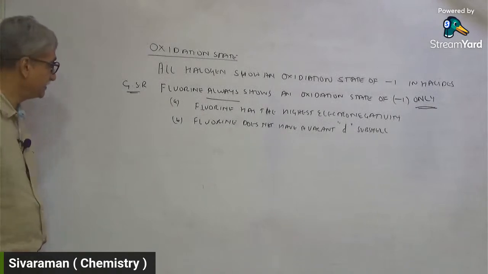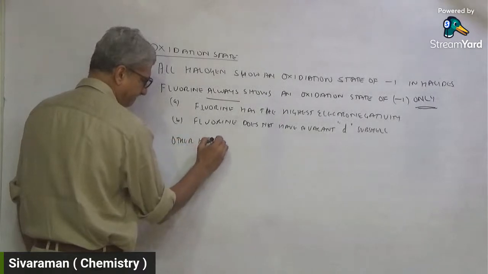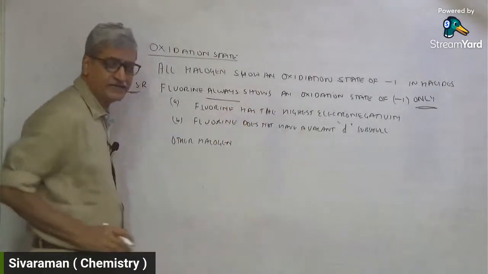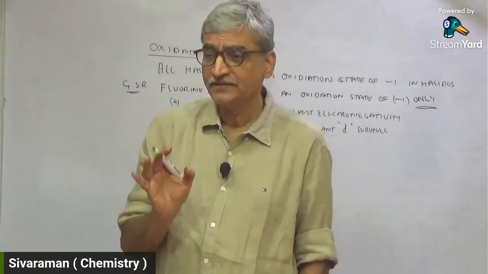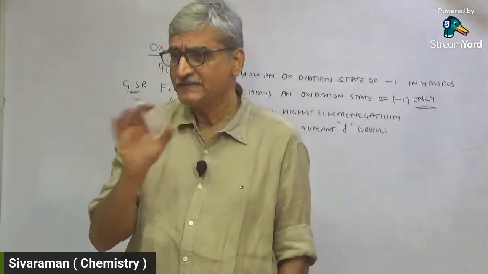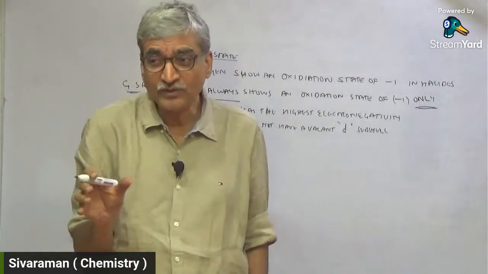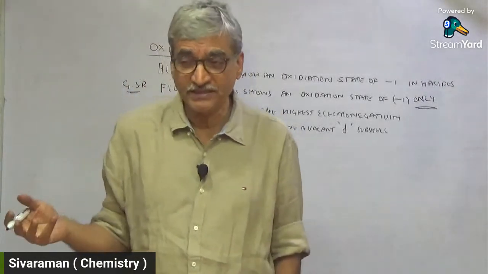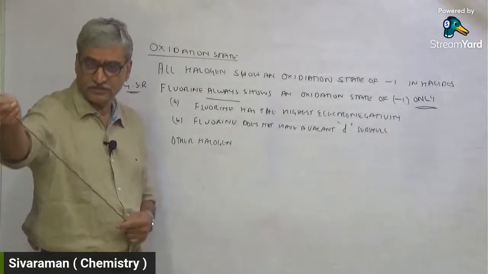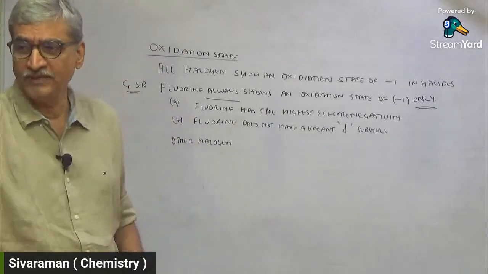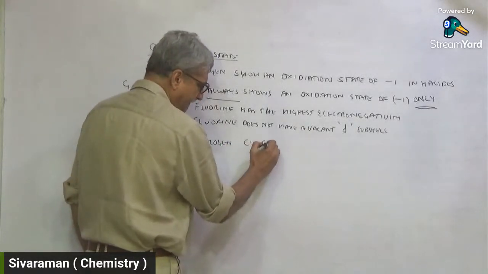One thing is very clear, halogens will always show -1 in halides, and fluorine will always show -1. Then there's a slight question: do the other halogens show any other oxidation state? Yes. When we say other halogens, we are talking about chlorine, bromine, and iodine.